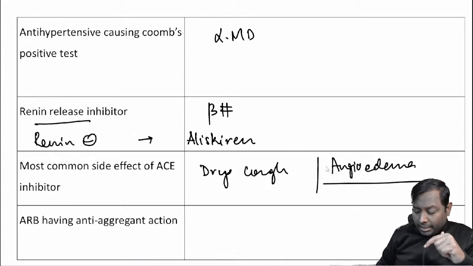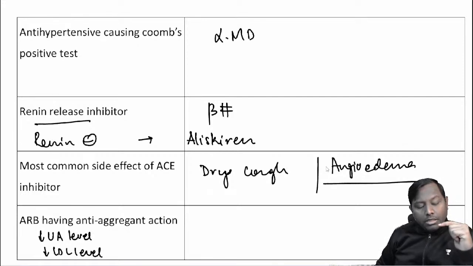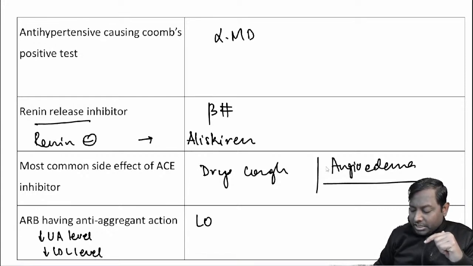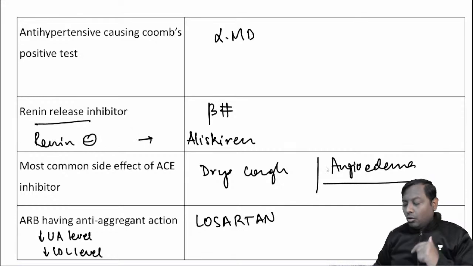ARB having anti-aggregant property because of thromboxane A2, ARB that can decrease the uric acid level, ARB that can decrease the LDL level. The answer to all of them is going to be losartan. Lowers everything will be none other than your losartan.